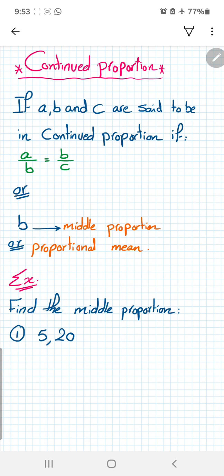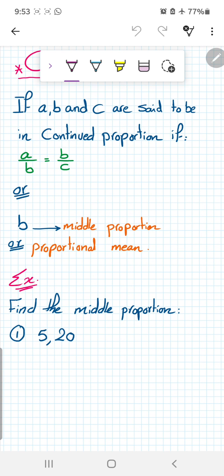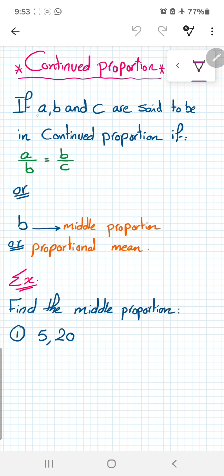Everyone, our lesson today is about continued proportion. If we have A, B and C, they are said to be in continued proportion. So we have A over B equals B over C. Continued means it's connected by the middle term. Here, if we have continued proportion, repeat the middle term. A equals the first term, B equals the middle proportional or proportional mean, and C is the third proportion.